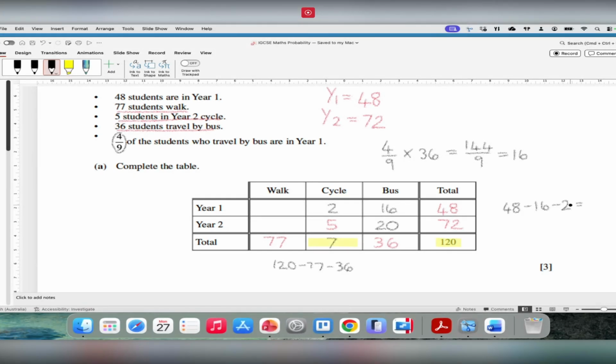You can punch this into your calculator. If you punch this into your calculator, what do you get? You get 30. So that means 30 of the year 1 students walk to school.